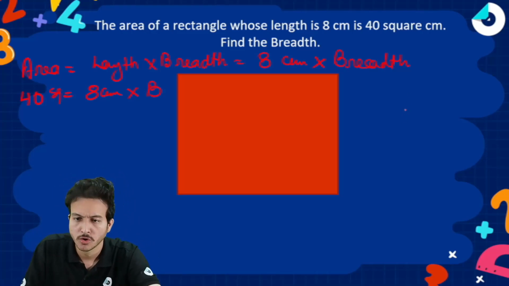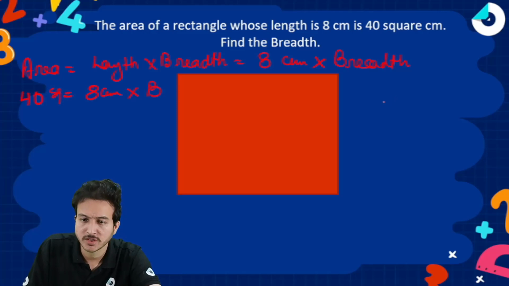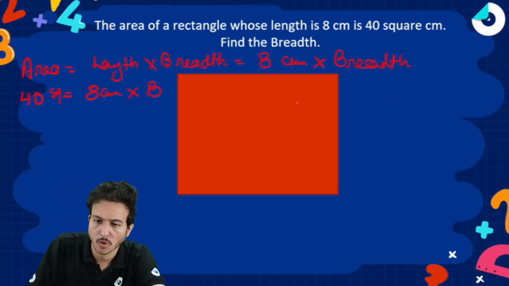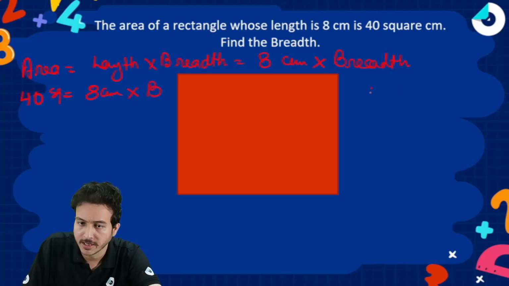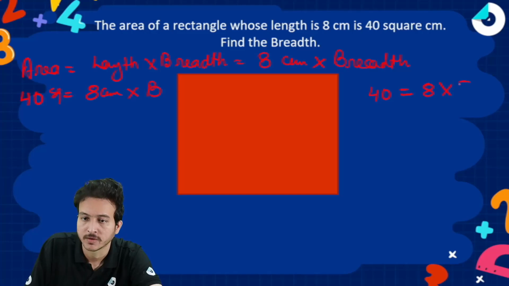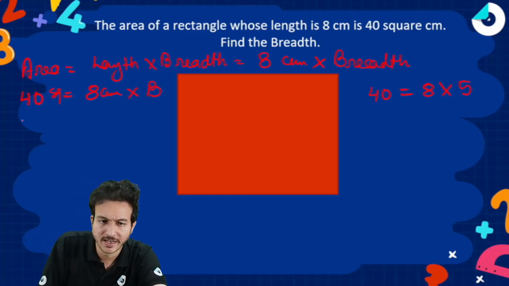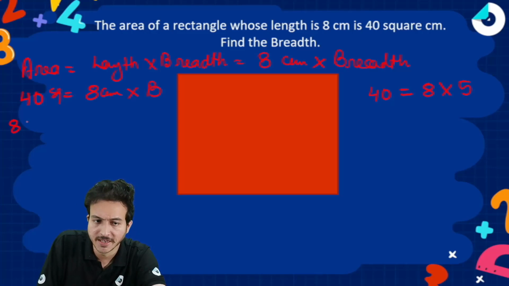Now we need to find a number which, when multiplied by 8, gives 40. We can write 40 as 8 into 5. Write it down over here: 8 centimeter into 5 centimeter. That will give you the value as 8 centimeter into b.